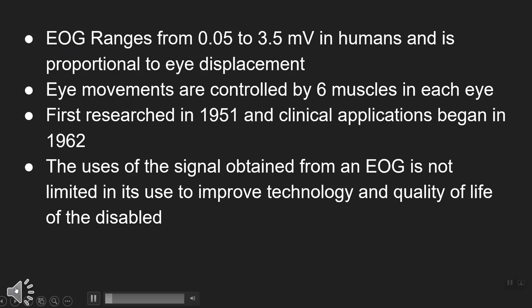An electrooculogram, or EOG for short, ranges from 0.05 to 3.5 millivolts in humans, and that voltage difference is proportional to eye displacement. Eye movements are controlled by 6 muscles in each eye, and electrooculograms were first researched in 1951, with clinical applications beginning in 1962. The uses of signal obtained from EOG is not limited in its use to improve technology and quality of life of disabled.